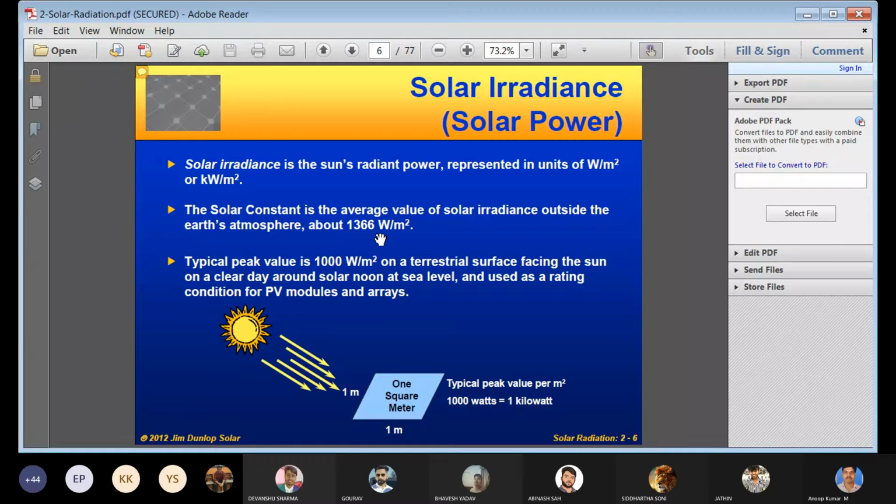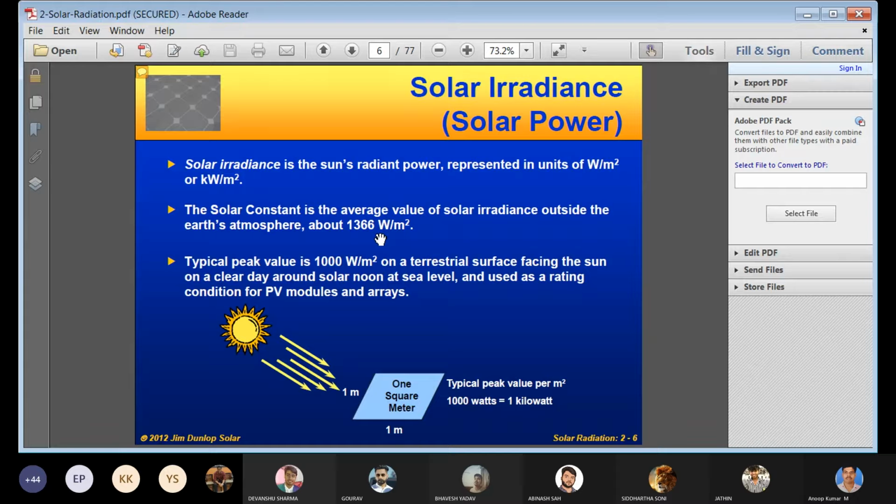If you have studied geography, we have Earth, then Earth's atmosphere. What are the constituents of the atmosphere? Stratosphere, troposphere, ionosphere. So many spheres are there. And there are so many gases, particles, etc. They will affect the availability of solar radiation. So beyond that, there may be vacuum.